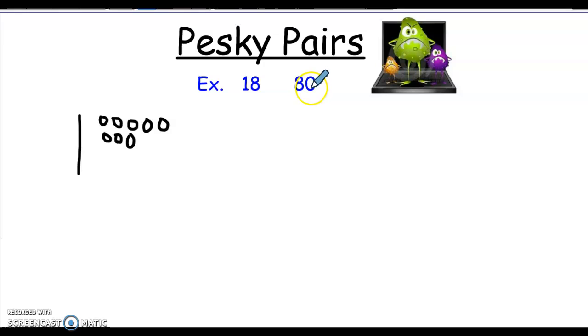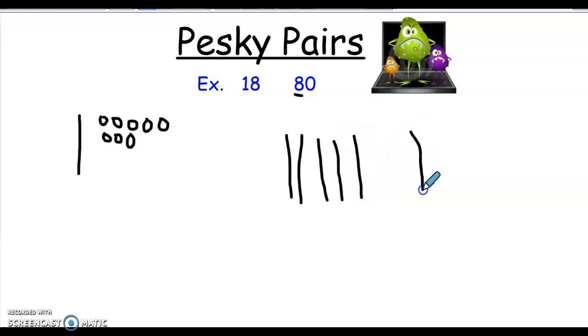Now let's do the number 80. Check the tens place. How many tens do we need? 8 tens. 10, 20, 30, 40, 50, 60, 70, 80. And we see that there's a 0 in the ones place, so we don't have any leftover ones. Okay, we can tell that 80 is the larger number. That's a decade number, right? So when we count it by tens, we hit the number 80.